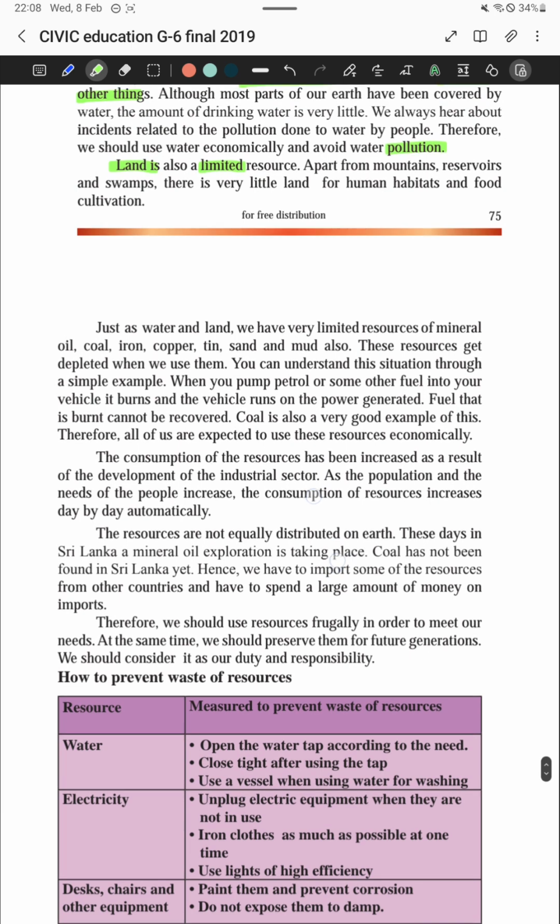And just as water and land, we must know there are many limited resources like mineral oil, right? The things that you get, petrol and diesel and other things, the crude oil, are called mineral oil. And coal, we need it to get electricity. And iron, the metallic things. And copper, right? Tin, sand, mud. So you have to go through the dictionary and find out the meanings. And these are the things we have in our nature as limited resources. So we have to use these things economically, right?